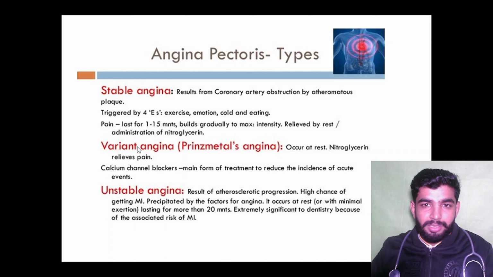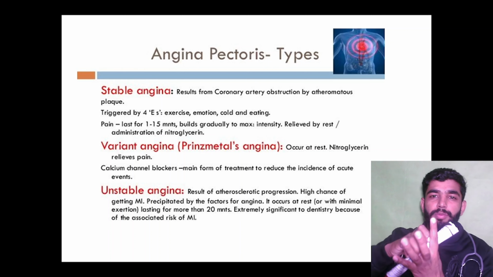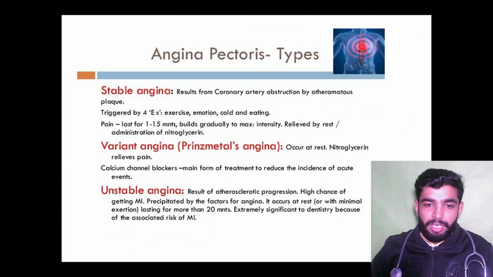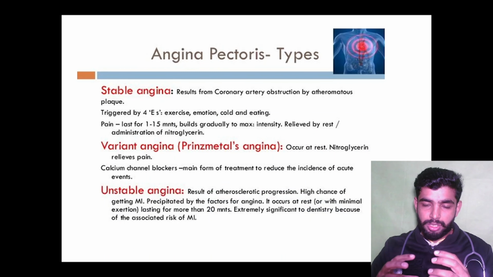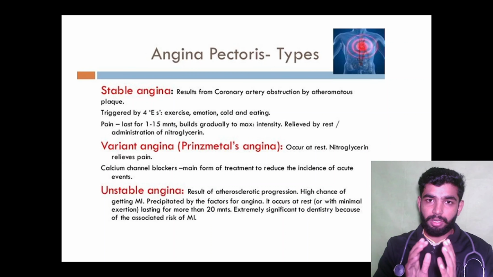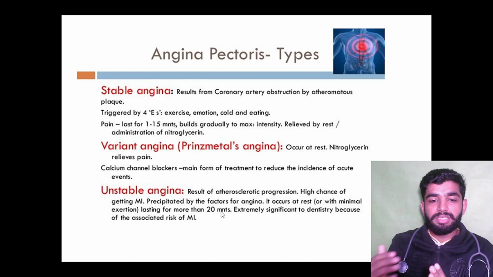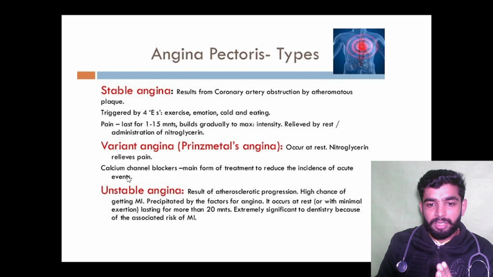Variant angina occurs mainly at rest due to vasospasm, with smooth muscle contraction. In the case of unstable angina, what is unstable angina? It also lasts less than 20 minutes, but it is the extreme form of stable angina. If it is greater than 20 minutes, it can lead to myocardial infarction, which in the next video we will discuss.